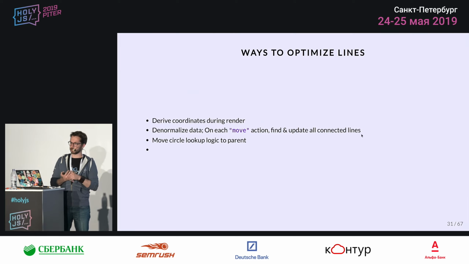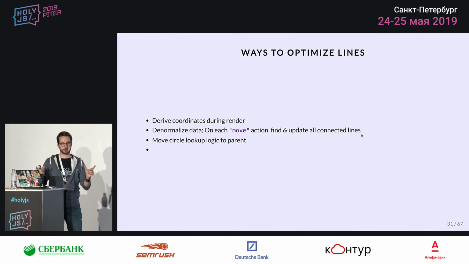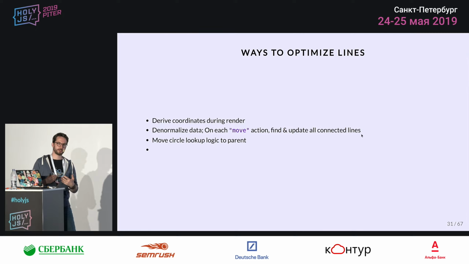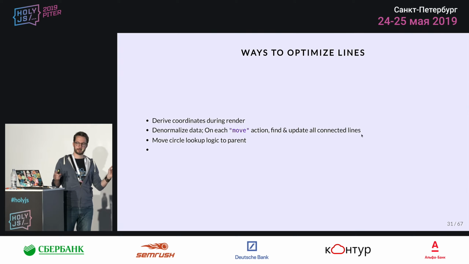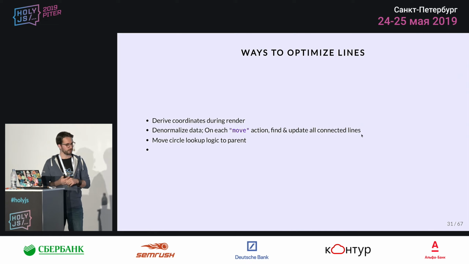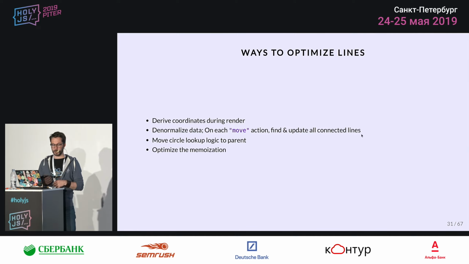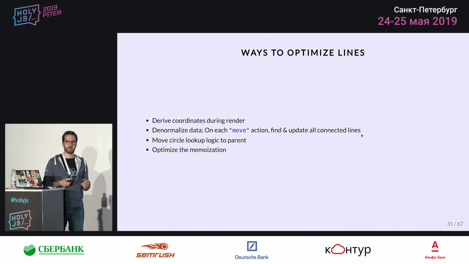Other thing you could do is to move that lookup of the connected circles to the parent, which is re-rendering anyway, and have that logic over there. And that means that if the two circles connected to the line didn't change, then the component doesn't re-render either. Also an approach I don't really like, mostly because it moves this logic to the parent, while it's actually totally unrelated to the parent. But there's a better way to solve this, and that's to optimize the memoization.